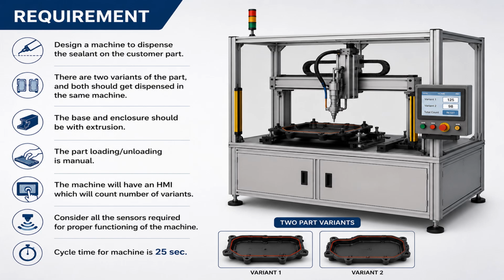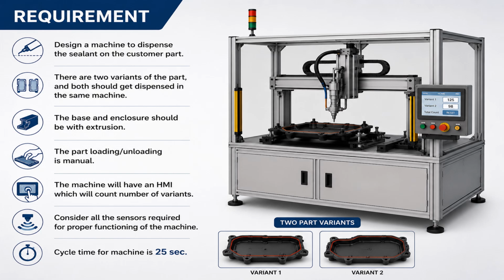Now the part loading and unloading is manual. What does it indicate? This is a kind of semi-automatic machine, because loading and unloading is expected to be done by an operator. This is not a fully automatic machine where the part will get picked by, let's say, some robot and placed inside the machine; that needs to be done manually. Now the machine will have an HMI which will count the number of variants. That is again a semi-automatic machine, which indicates you need sensors and other things. So consider all the sensors required for proper functioning of the machine. This is nothing but the mechatronics part.